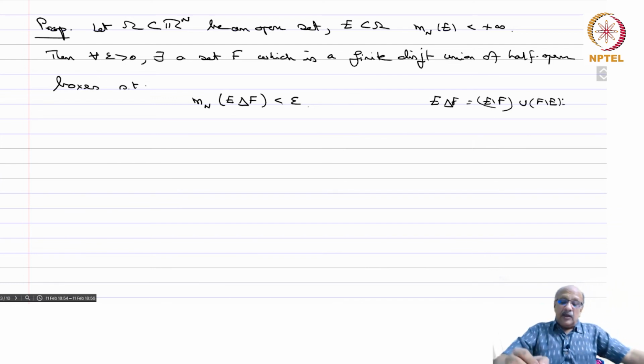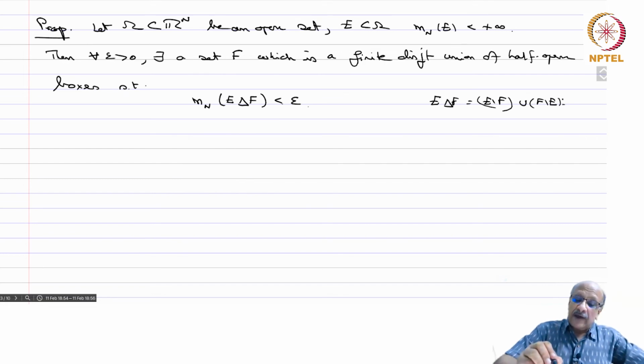So given any set of finite measure, you can find a finite disjoint union of boxes such that the symmetric difference between these two is very small. So this is another approximation result. You can approximate any measurable set of finite measure by means of finite unions of half open boxes, which you must remember come from the original ring R. Proof.